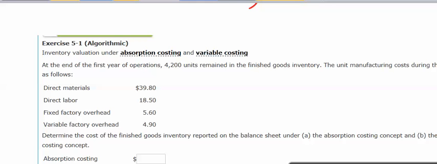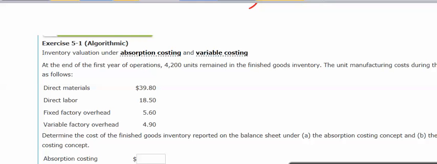So I'm going to take a look at it, and it says at the end of the first year of operations, 4,200 units remained in our finished goods inventory. The units manufactured during the period were as follows. The costs: we have direct materials of $39.80, direct labor of $18.50, fixed factory overhead of $5.60, and variable factory overhead of $4.90.